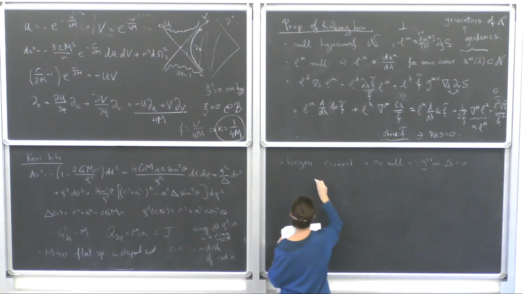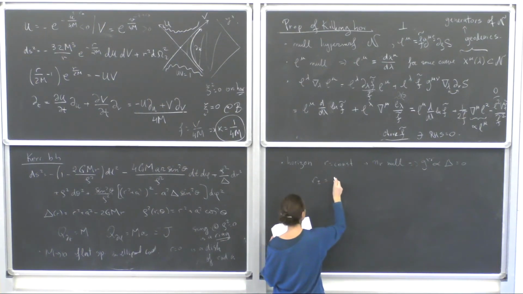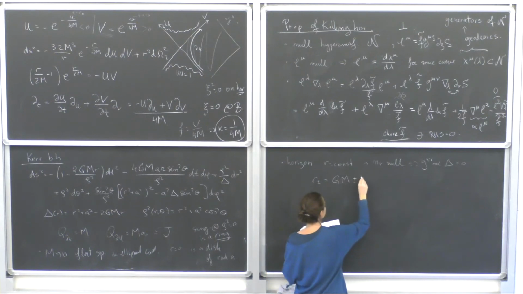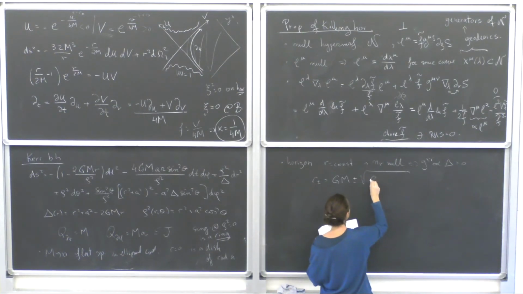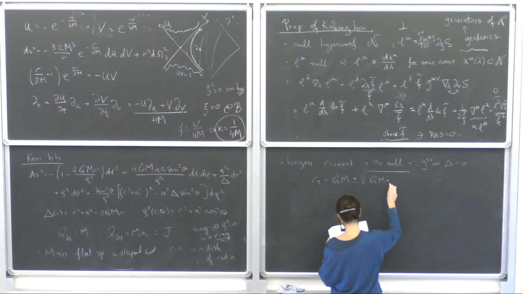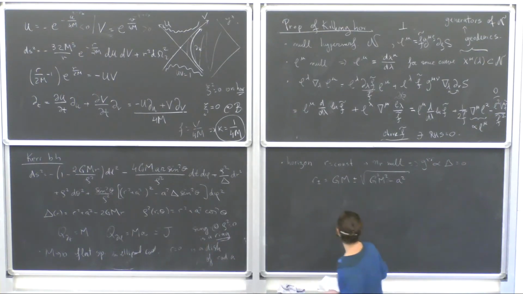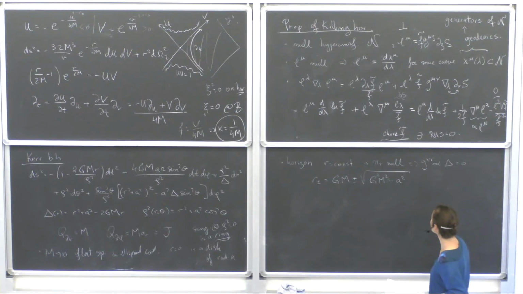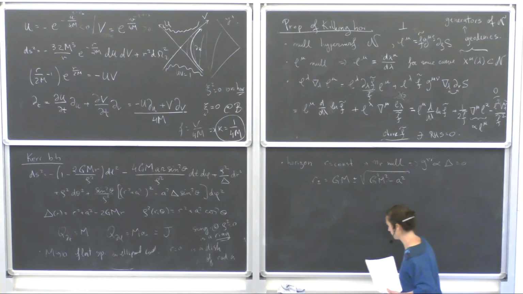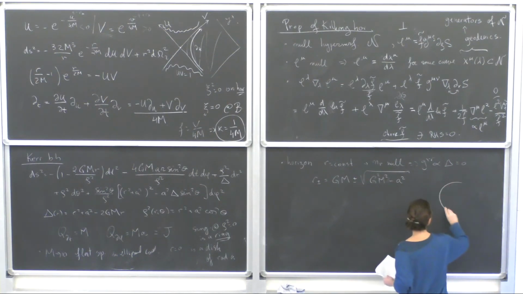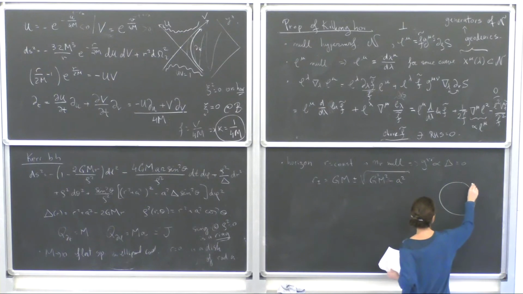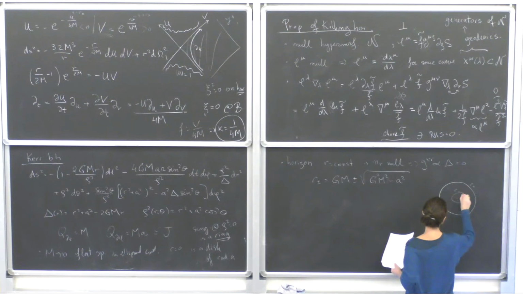So I get r plus-minus equals GM plus-minus the square root of... Okay, I'm just solving this quadratic equation. So I'm getting an outer and an inner horizon. Maybe I should draw them. So I have an r plus, then I have an r minus, then I have some funny ring singularity over here.